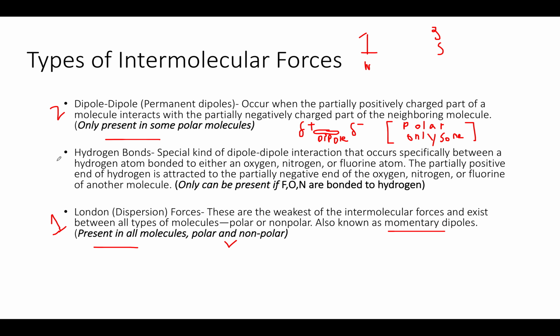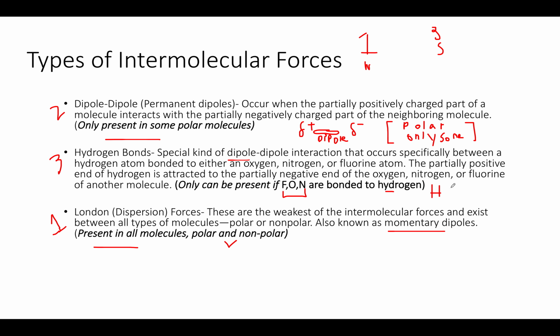And the third, the really mega bond, the strongest bond, is hydrogen bonds. They're a special type of dipole interaction. They occur between hydrogen, obviously, and a very electronegative element. So the three choices are fluorine, oxygen, or nitrogen. So if you have hydrogen bonded to fluorine, oxygen, or nitrogen, you have a hydrogen bond.